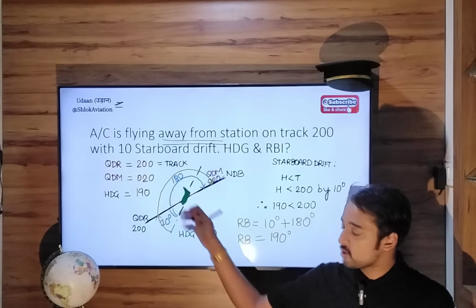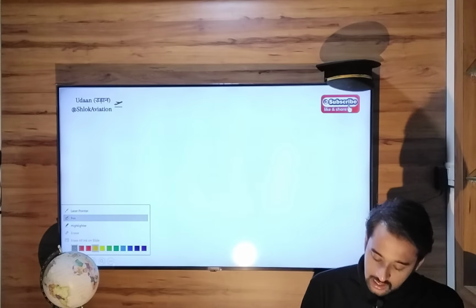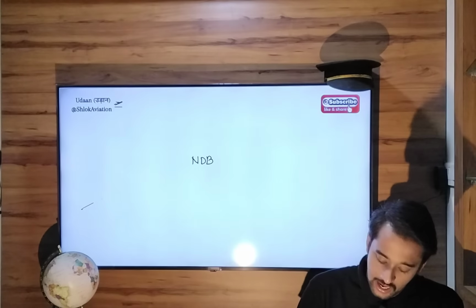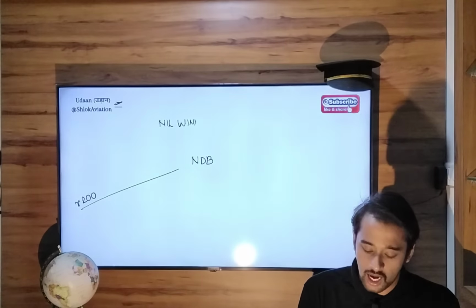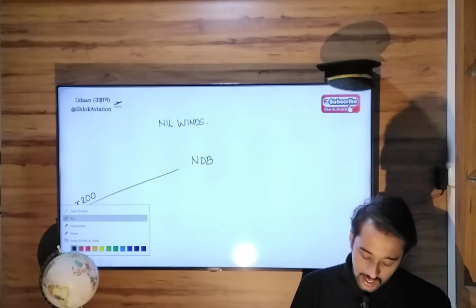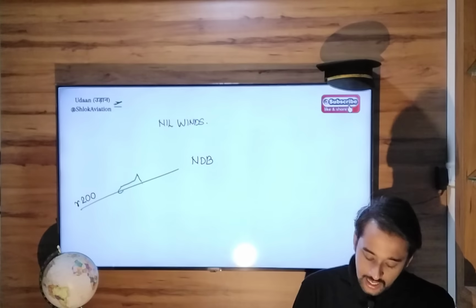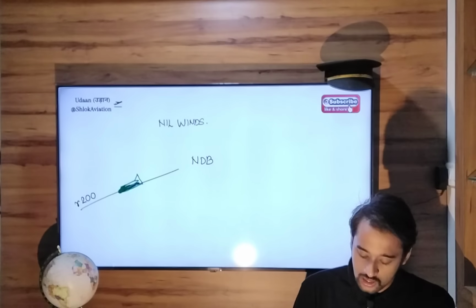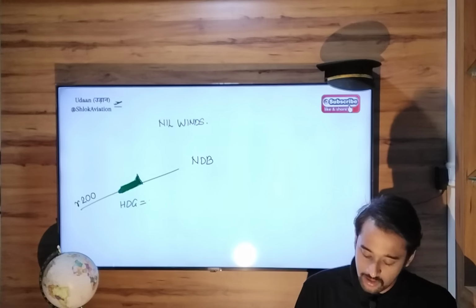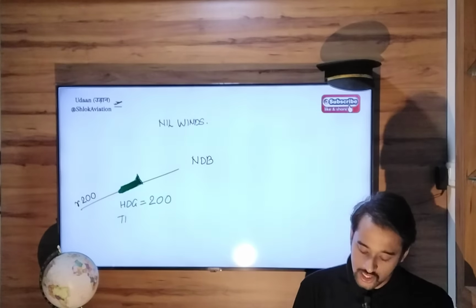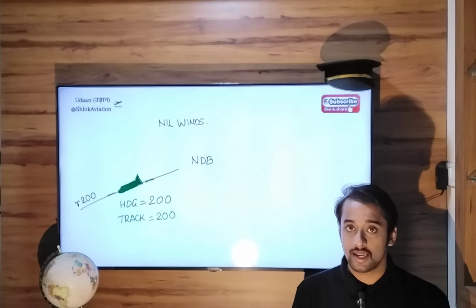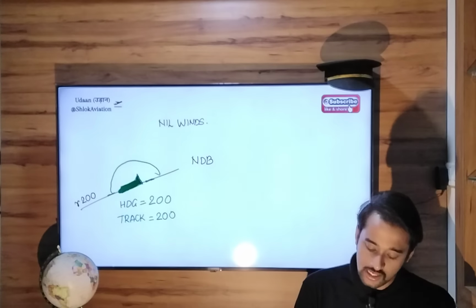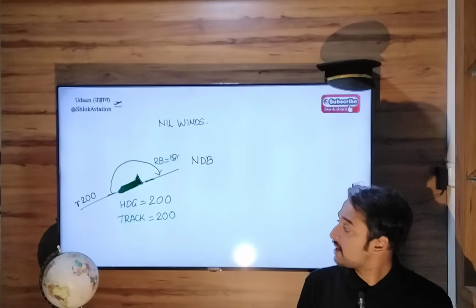Fine. Why this 180? If I have to show you again diagrammatically, let's say we had zero wind conditions, nil wind conditions, no winds. Okay, calm atmosphere. In that case, the aircraft will track away from the NDB correctly on this track, meaning the heading of the aircraft will also be 200 away, and the track, as you know, is already 200. So both heading and track will align, and in that case relative bearing will be 180, meaning you're tracking away from the NDB.